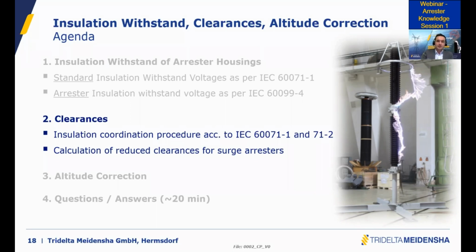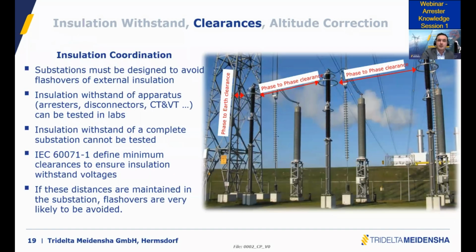So first we will look at IEC 671-1 and -2 that explains the standards, that defines the standard values, and then we will have some calculation examples for specific surge arrester configurations. And maybe this will give you some ideas for your system. So clearances are important. We are talking about phase-to-phase clearances. We are talking about phase-to-earth clearances.